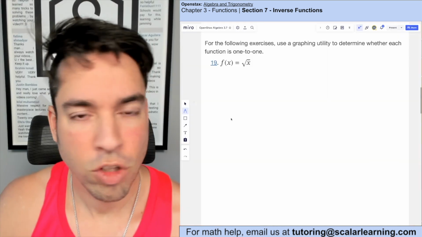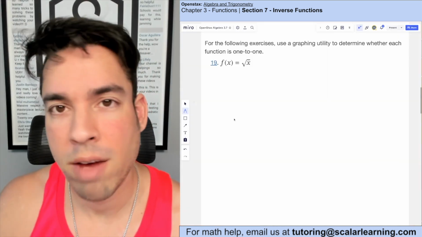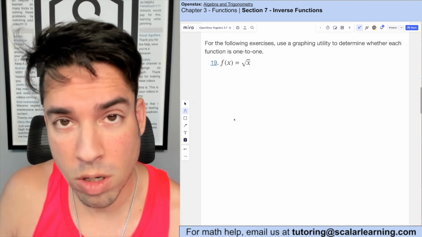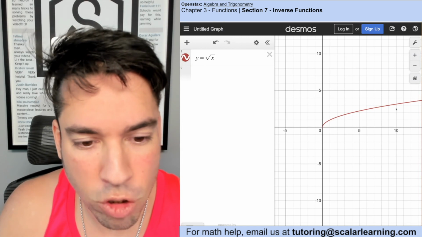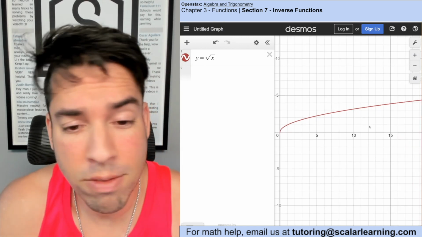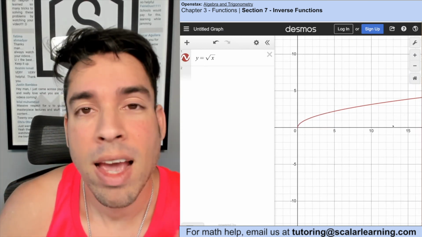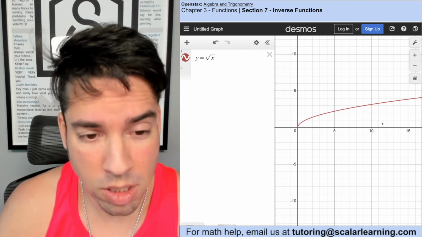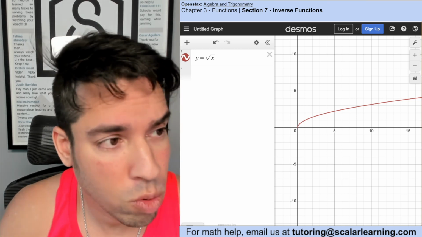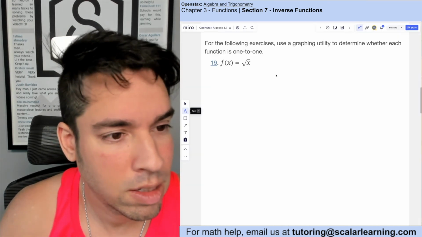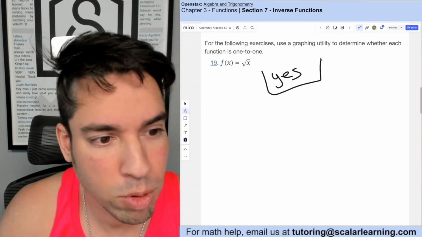Boom, done. So for this one, we're going to use Desmos for our graphing utility, and we're going to check to see if these are one-to-one. So as you can see, for y equals square root of x, at every point I could draw a horizontal line, and I don't think I'm going to hit the function twice at any point. As such, since it passes the horizontal line test, obviously passes the vertical line test because it is a function, passes the horizontal line test, which means this is indeed one-to-one, boom, done.